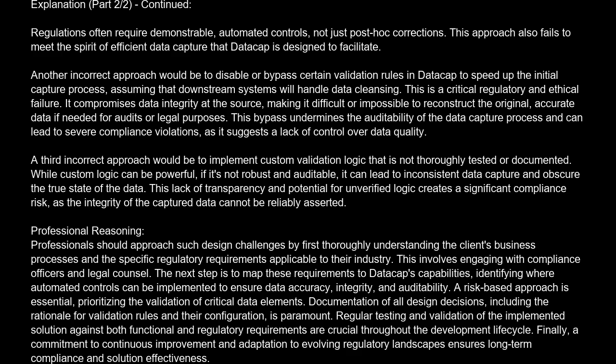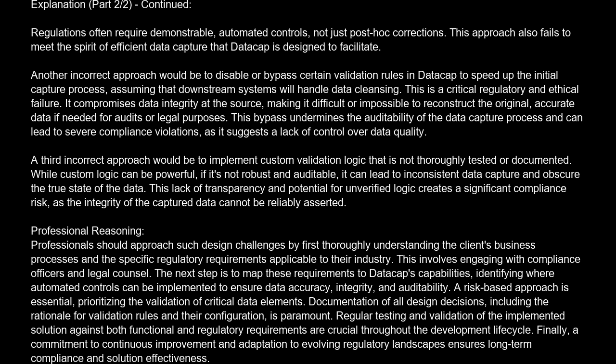A third incorrect approach would be to implement custom validation logic that is not thoroughly tested or documented. While custom logic can be powerful, if it's not robust and auditable, it can lead to inconsistent data capture and obscure the true state of the data. This lack of transparency and potential for unverified logic creates a significant compliance risk, as the integrity of the captured data cannot be reliably asserted.